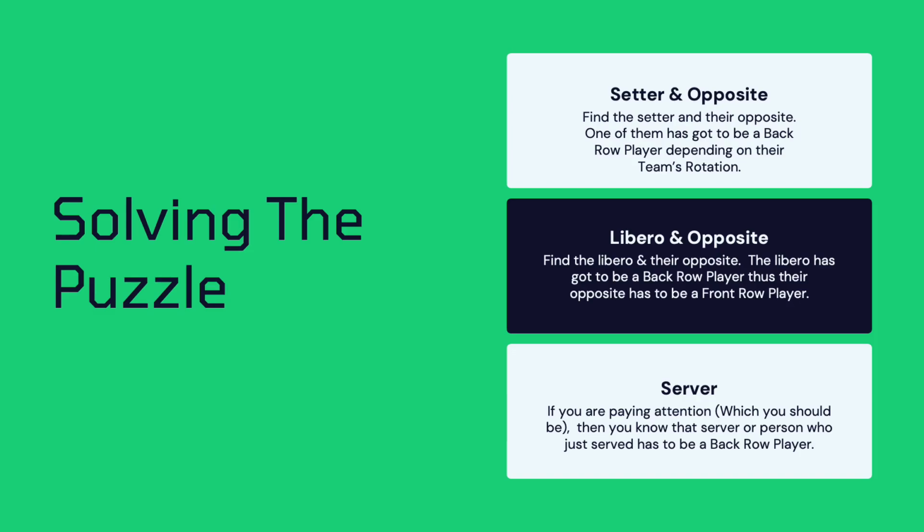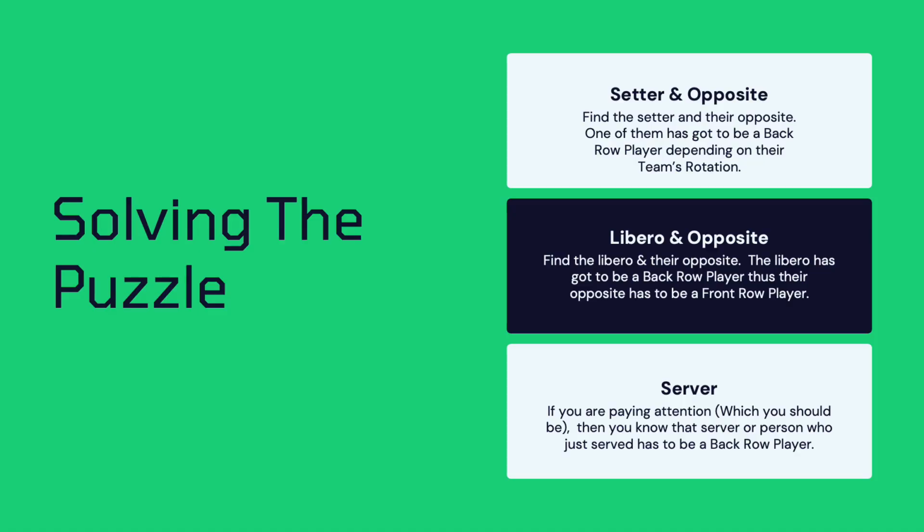So, in order to solve the puzzle that is identifying your back row players, here are some tips, tricks, and patterns. Setter and opposite. Find them. Know them for both teams each and every rally. One of them has to be a back row player depending on the team's rotation.